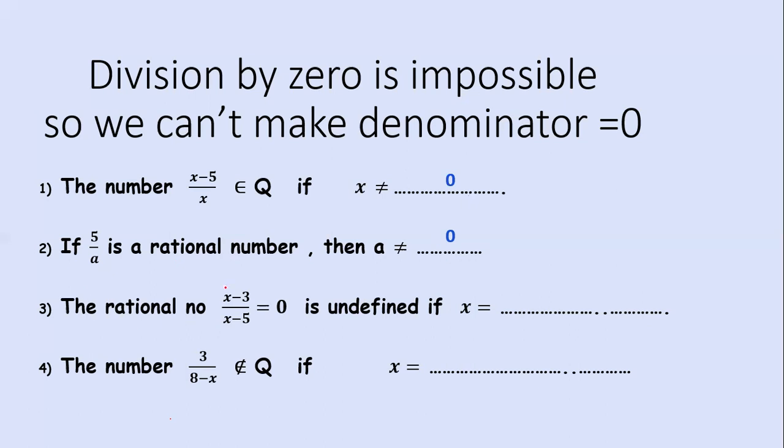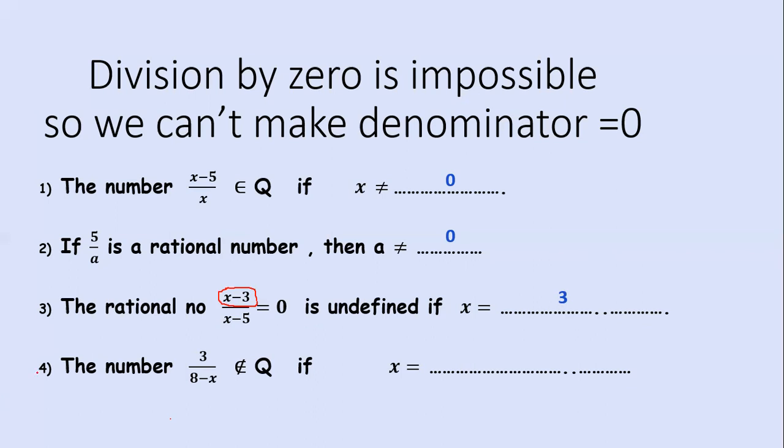The rational number x minus 3 over x minus 5 equals 0. We said any rational number equals 0 when? Yes, when its numerator equals 0. When x minus 3 equals 0. Think about a number which, when we subtract 3 from it, gives me 0. Yes, the number is 3. When we put 3 minus 3 equals 0, 0 in the numerator divided by anything is 0.